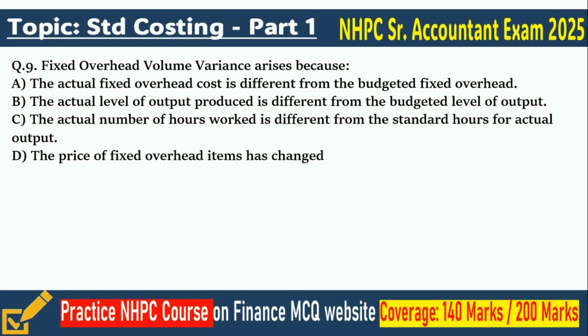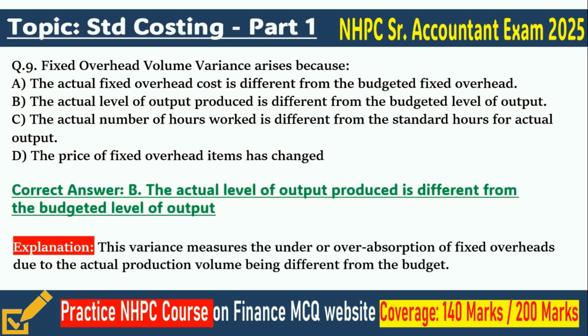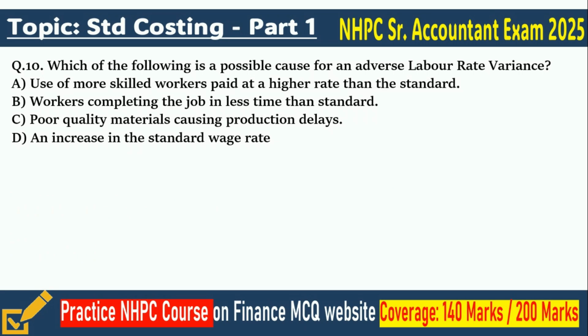So friends, this is a fixed overhead volume variance. So it has to be related to the volume of output. So the correct answer is option B, which says the actual level of output produced is different from the budgeted level of output. So friends, this variance measures the under or over absorption of fixed overheads due to the actual production volume being different from the budget. Moving on, friends, next question.